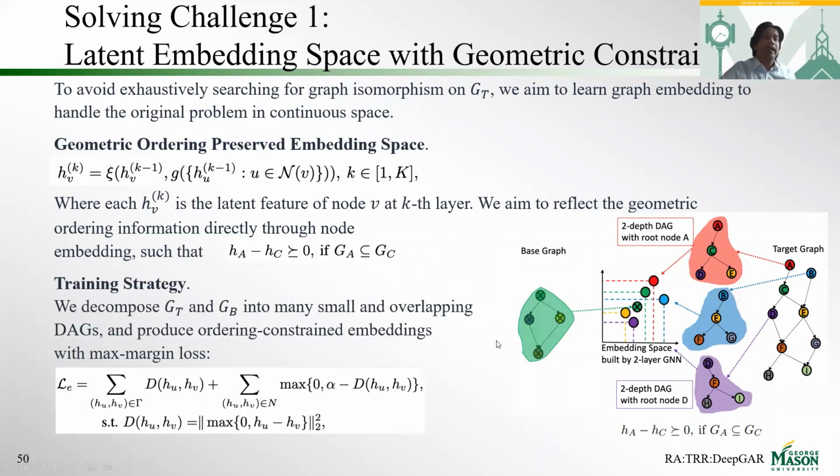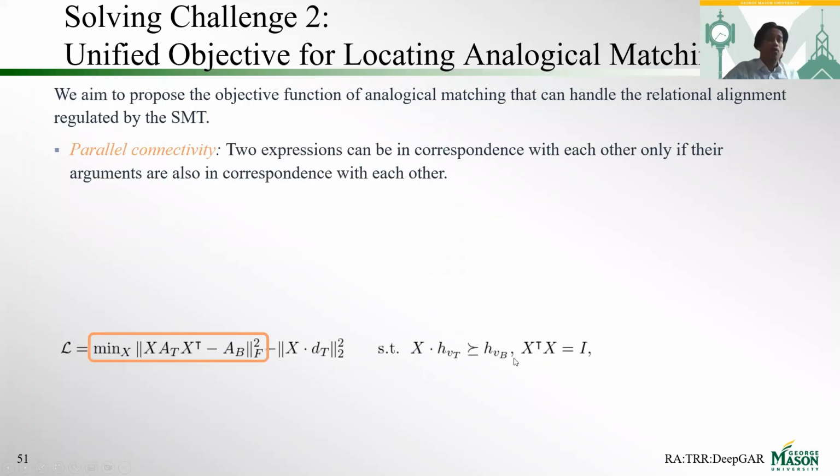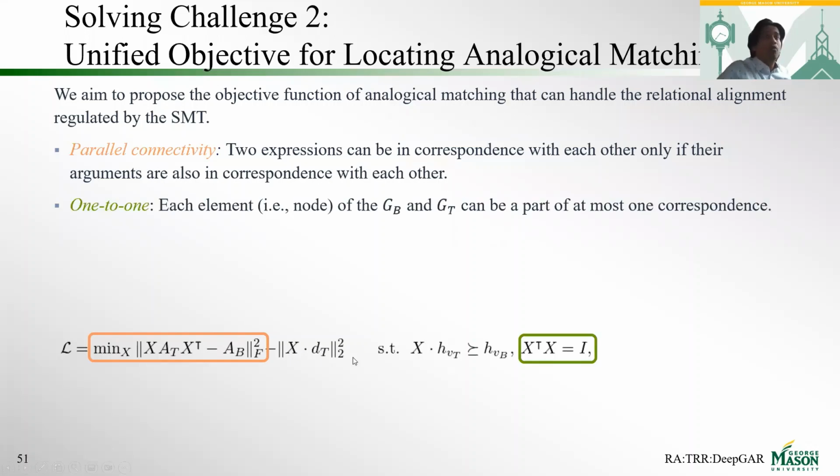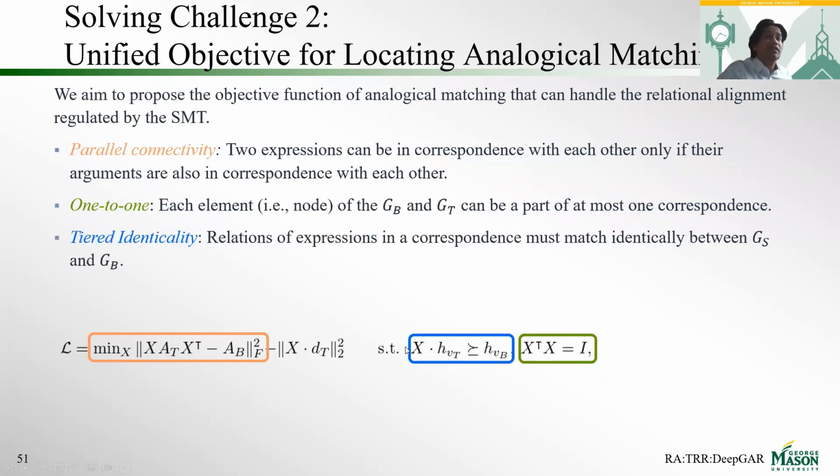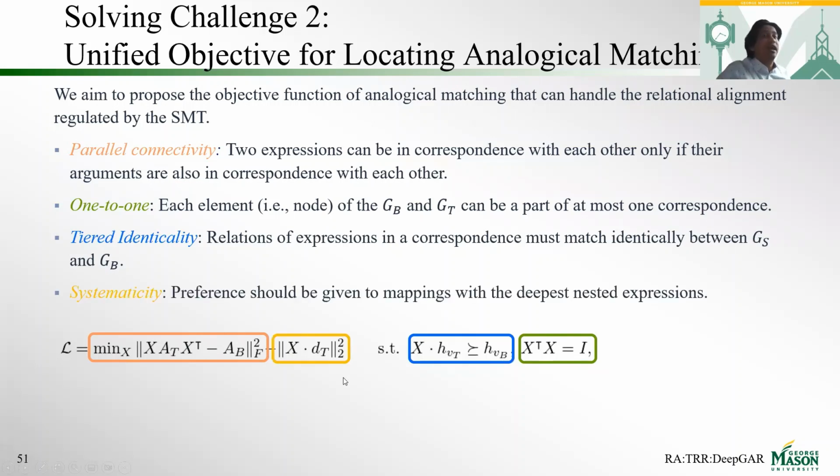Then there are the constraints, like a unified objective for locating the analogical matching. Here is the objective function for parallel connectivity. This portion of our equation maintains that parallel connectivity constraint. Then one-to-one is maintained by this constraint. Then tiered identicality, we also maintain this tiered identicality, like the relationship expression. And also systematicity: preference should be given to the mapping in the deepest.